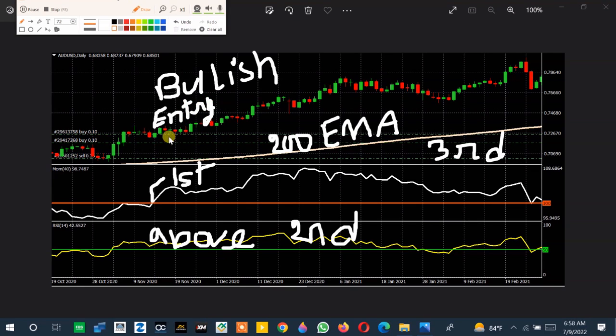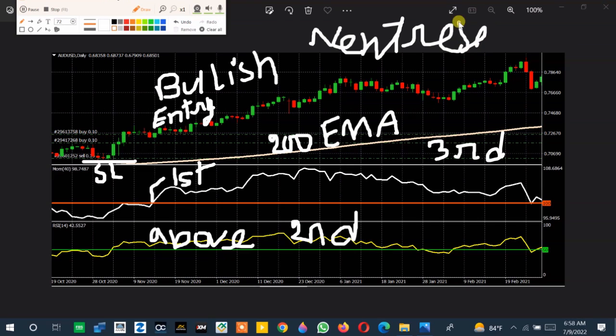After that entry, our stop loss is 60 pips or the swing low. That means the swing low point is our stop loss. And TP depends on the next resistance area. TP is our next resistance area. So we can make a buy here.